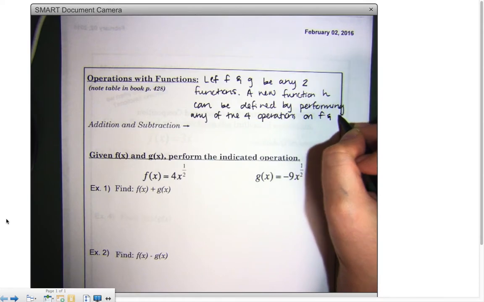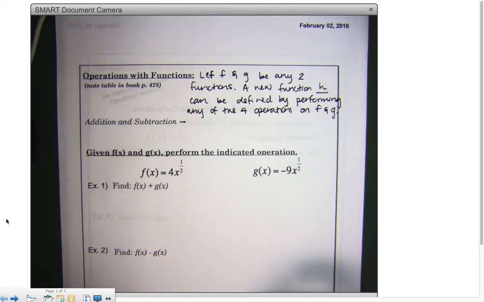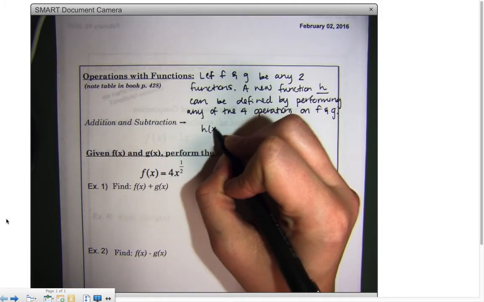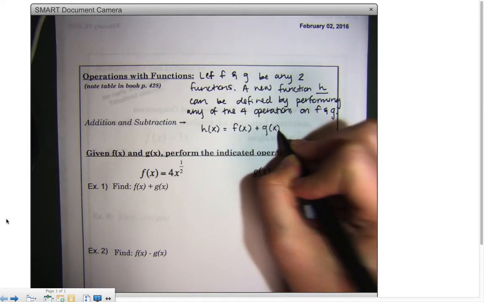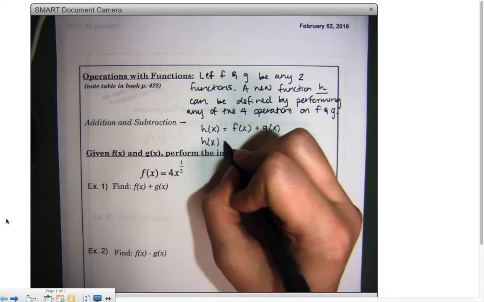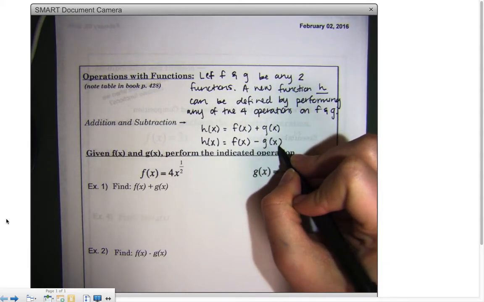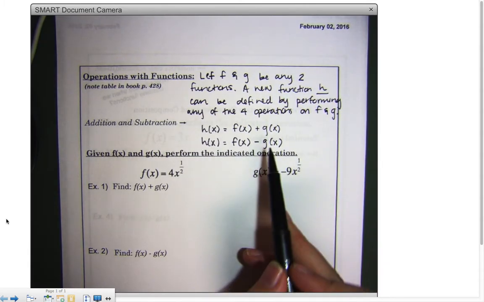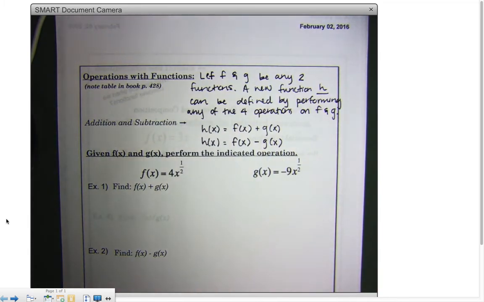On f and g. So meaning when we add, subtract, multiply, or divide f and g, we're going to get a new function, which we're going to call h. So let's say we are adding. Our new function, let's say h of x, would be produced by adding f of x and g of x. And our new function h of x could be made by subtracting g of x from f of x. And of course, you could switch these around and do g of x minus f of x. It's whatever you're being asked to do. But what you need to know is that once you do that, you end up with a new function.